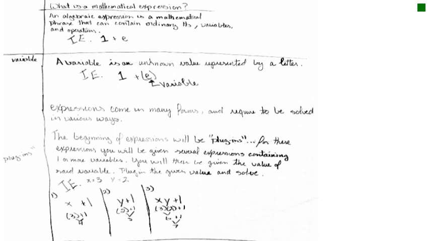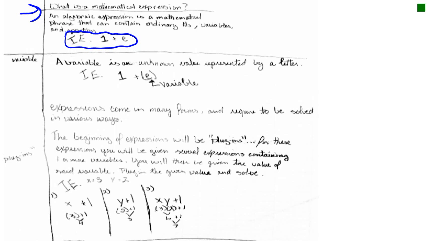Alright, here we go. We have expression notes. Talk about expressions and equations here. First up is expressions. What is a mathematical expression? An algebraic expression is a mathematical phrase that can contain ordinary numbers, variables, and operations.